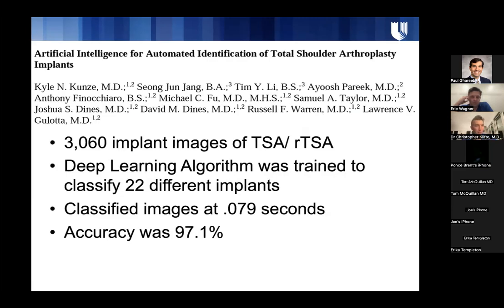So this was a study that I hate more than any other study out there. I don't know if you saw this, Eric and Mike, but this is Larry Galata's study that came out, I think in May in JSES, where they took 3,000 implants from TSAs and RTSAs. They built a deep learning algorithm trained on 22 different implants to see if it was able to identify an implant that was unidentified by someone who was unfamiliar with it. They found an amazingly quick classifier. It took 0.79 seconds to find the actual implant, and the accuracy was 97.1%, which was really great.